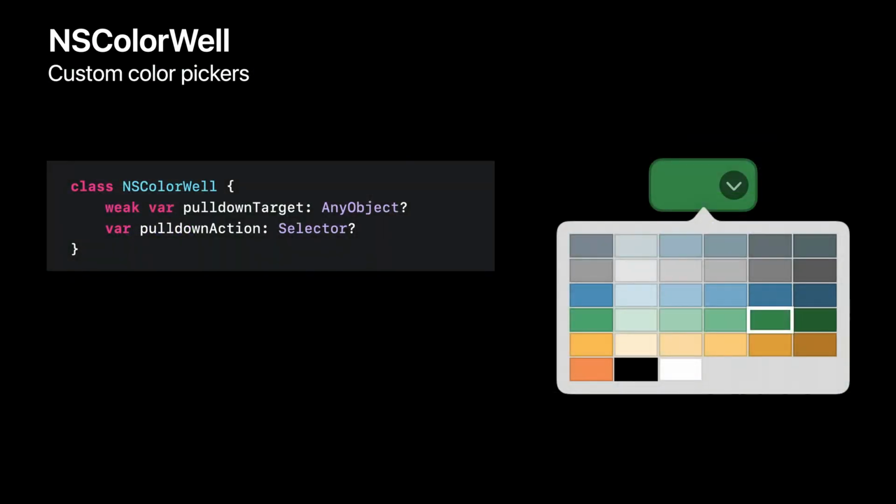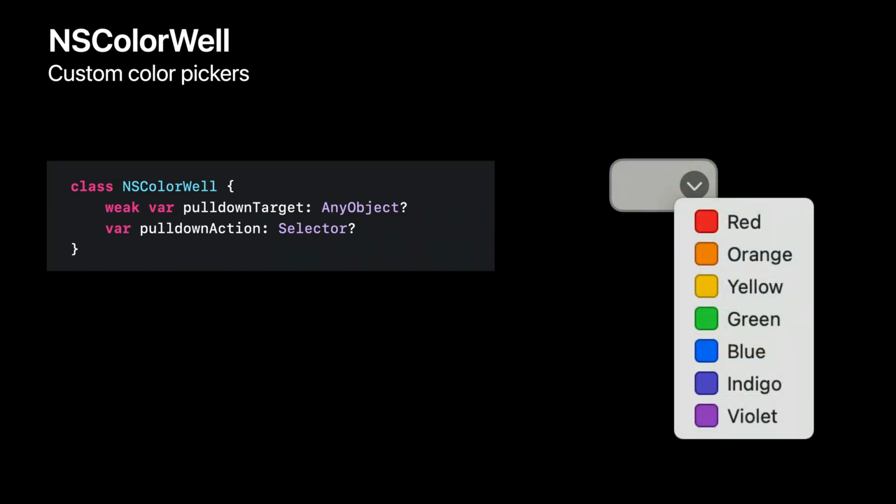NSColorWell has also gained a new target and action pair for its pull-down action. This action determines what happens when you click the pull-down portion of a minimal or expanded ColorWell. By default, these properties are nil, which signifies that NSColorWell should use the system standard popover. However, you can customize this action and use it to present your own custom popover. Or you could even present a different picking interface, like a menu.